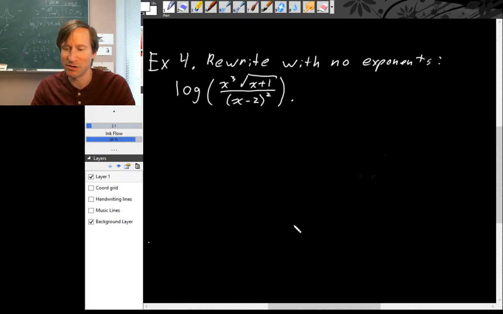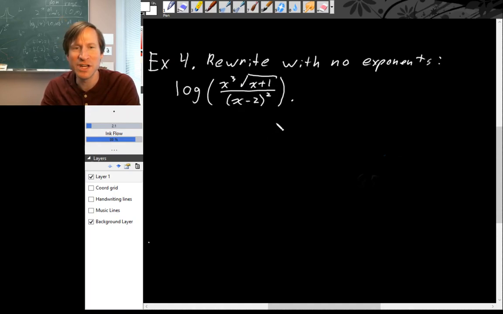the properties of logarithms. Let's rewrite this expression, common log of x to the third times square root of x plus 1 all over x minus 2 squared. Let's rewrite this with no exponents. The idea here is we can break this into pieces using all of the properties of exponents. And we can slowly make the pieces inside the logarithm smaller and smaller until they're as simple as possible.